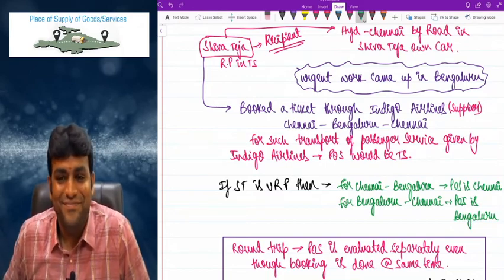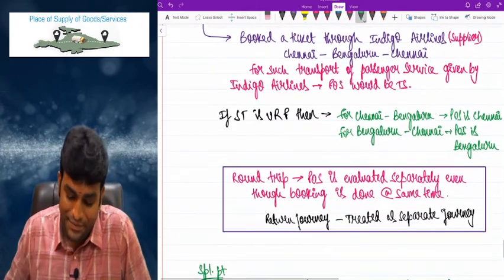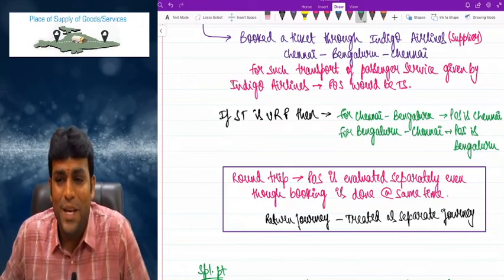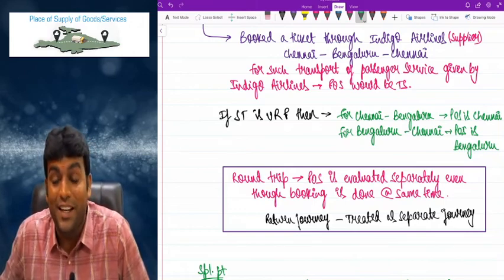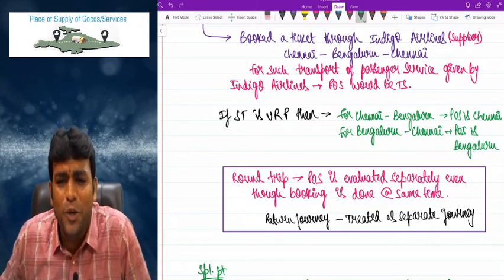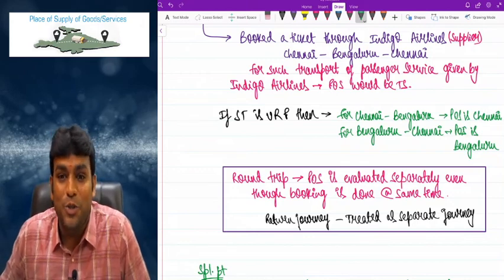Clear? So take the box also in the bottom. Round trip POS is evaluated separately, even though booking is done at the same time, because of a simple reason that the return journey is treated as a separate journey. The example is there in front of you. Chennai to Bangalore, the answer is Chennai, whereas Bangalore to Chennai, the answer is Bengaluru.